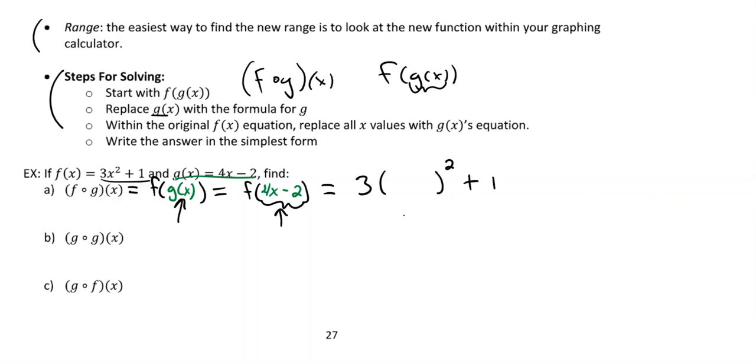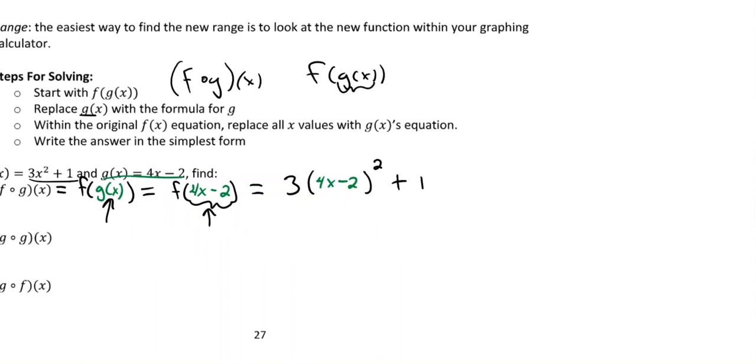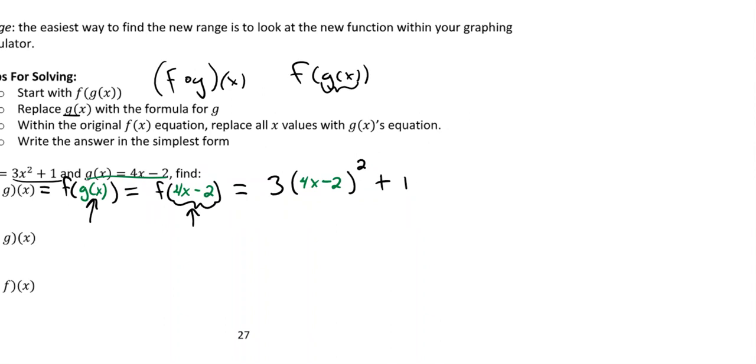And then what am I going to replace that open space with? What am I going to put in there? 4x minus 2, right? I'm putting g of x in there. So 4x minus 2. You guys get that? And that's it. That is the function f of g of x, but we just don't like leaving it that way, right? So here comes your algebra that we've been doing for years now. We need to expand this.